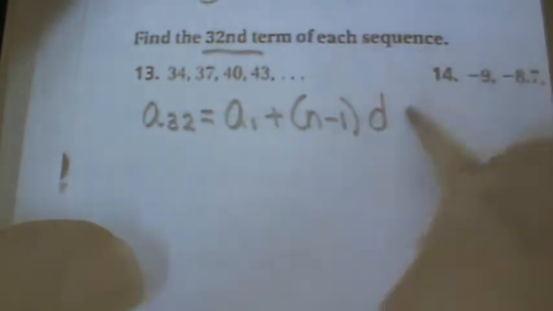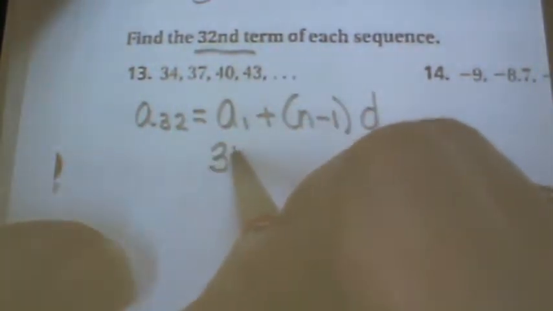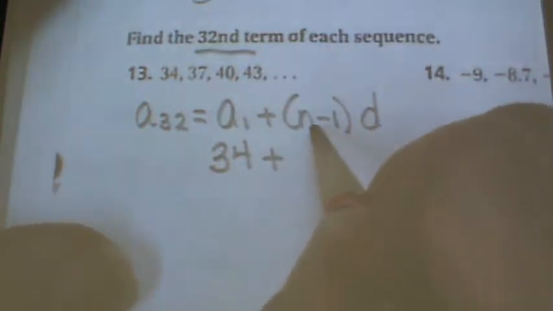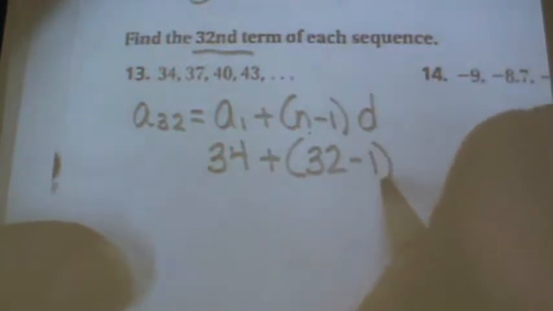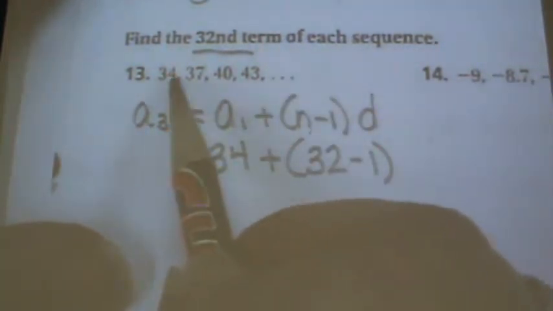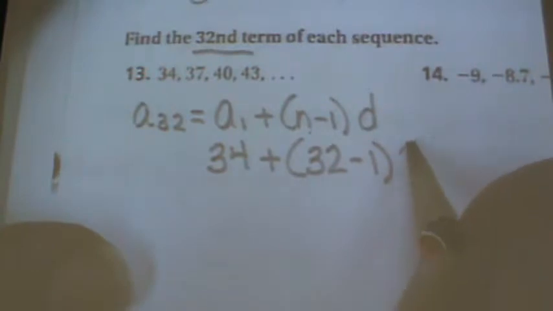It looks like this. A sub 32 is the first term plus n minus 1 times d. Well, what is the first term in this sequence? 34. 34 plus, what are you going to put here? We're looking for the 32nd term, so n is 32. Minus 1, what's your common difference? How are you going from 34 to 37? Add 3. You're adding 3.